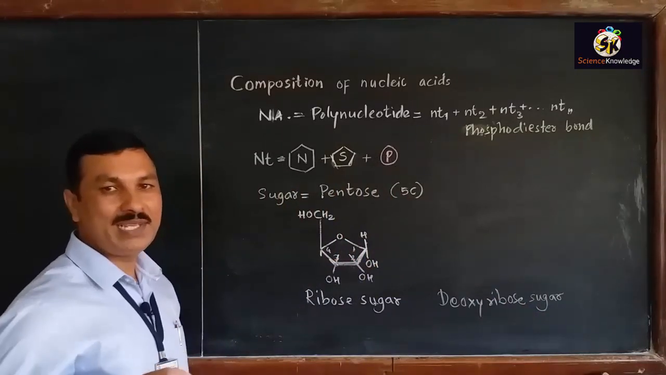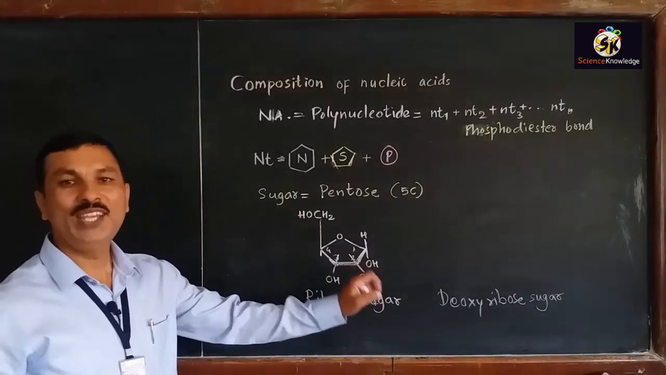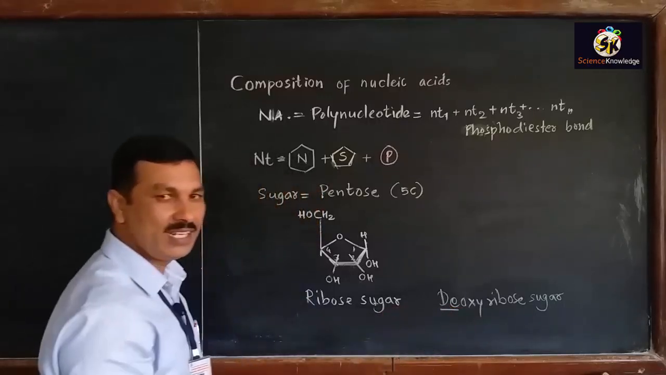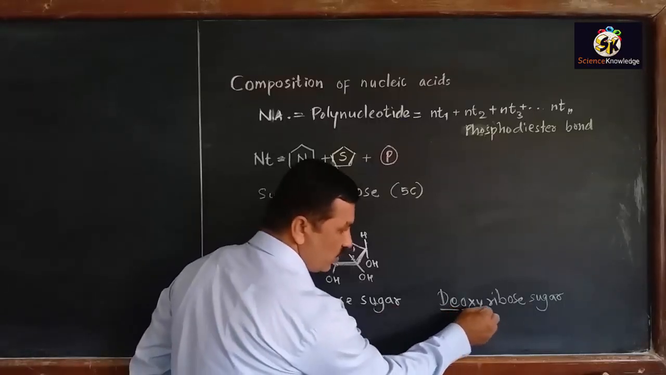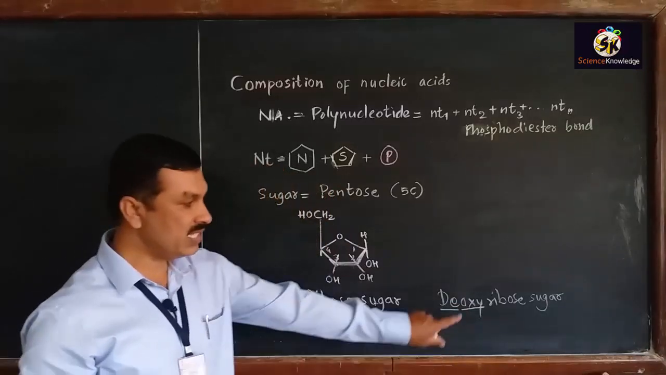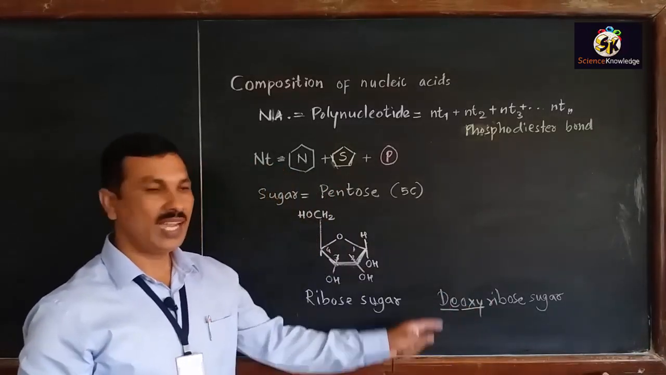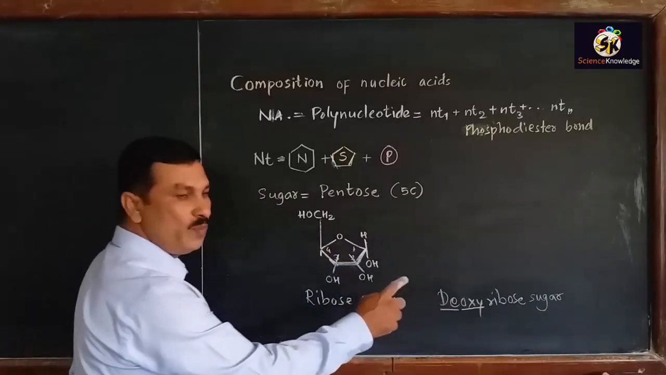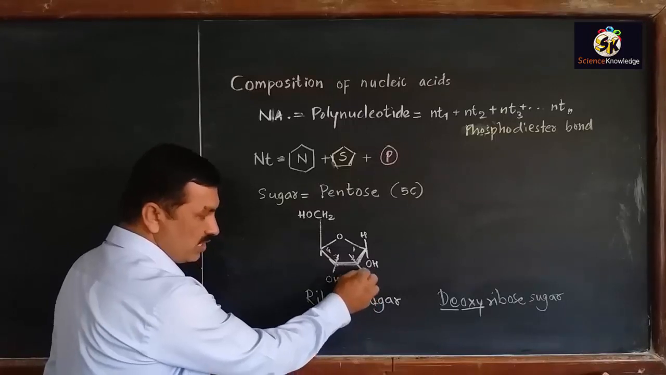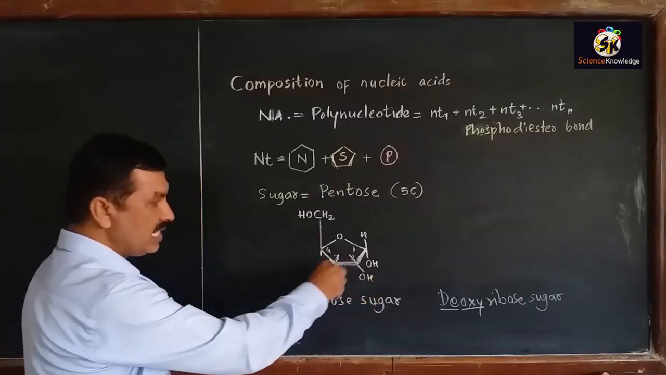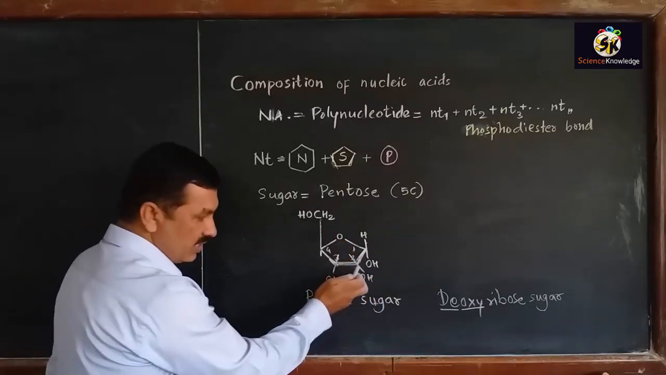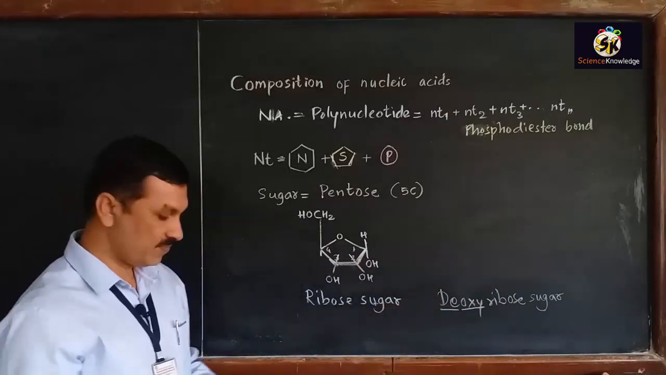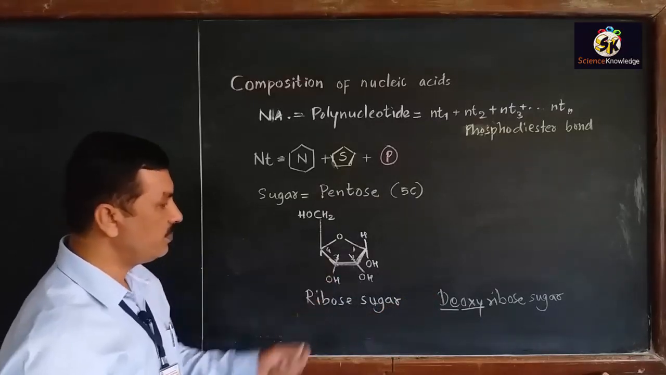Now the name itself suggests this is deoxyribose sugar. D means deleted, removed. What is removed? Oxygen. So one oxygen is removed from ribose sugar and ribose becomes deoxyribose. And that oxygen which is omitted is present at position number 2. So if we draw the same structure without this oxygen at position number 2, then it will be deoxyribose sugar. Let us draw the structure of deoxyribose sugar.